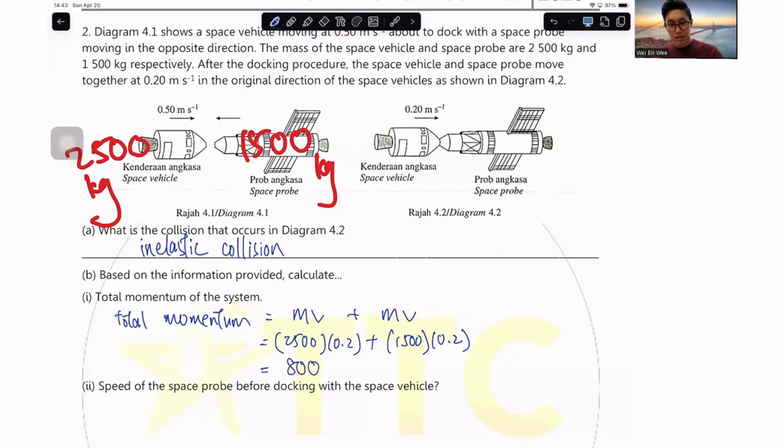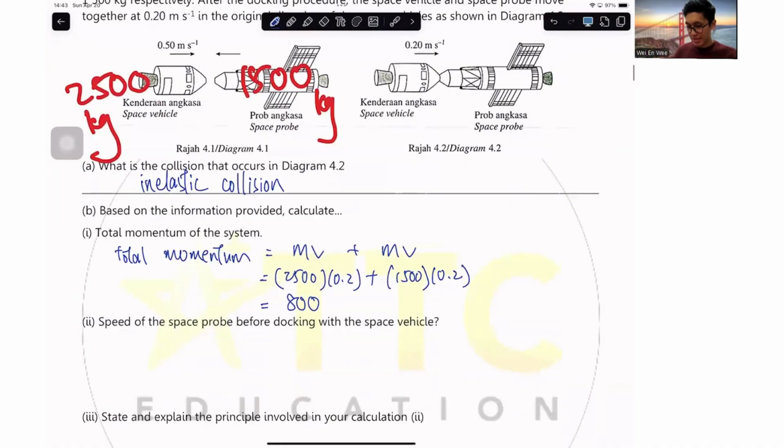Now, here's a real question. What's the unit for momentum? This is a real question. What's the unit for momentum? Any ideas? Okay, all right. So it is kg m s^-1.